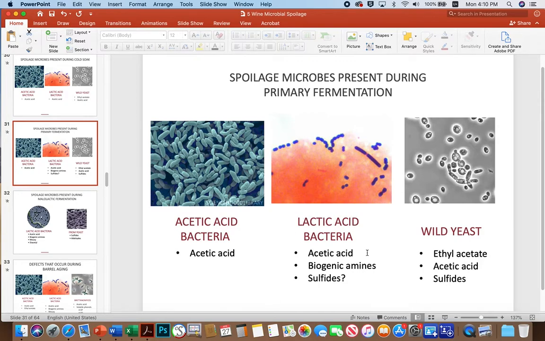The lactic acid bacteria can produce a variety of end products, such as biogenic amines, and usually the biogenic amines will start popping up as other microbes break down proteins and release amino acids into the environment. These lactic acid bacteria get a hold of the amino acids and then can produce biogenic amines. And it's possible sulfides as well, as the cells start to become starved for nitrogen. If the nitrogen levels aren't kept to a proper level, then obviously the microbes can make sulfide. Hopefully you remember that from the metabolism lecture. And of course, wild yeasts are always a potential problem.